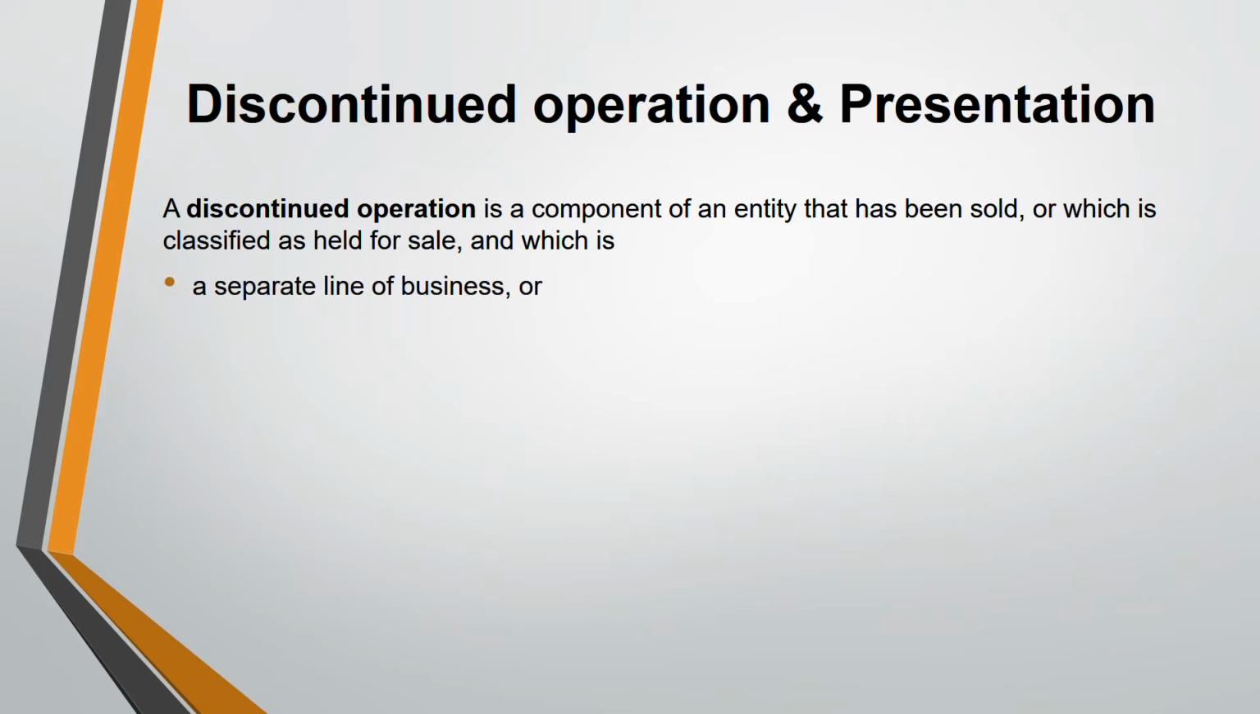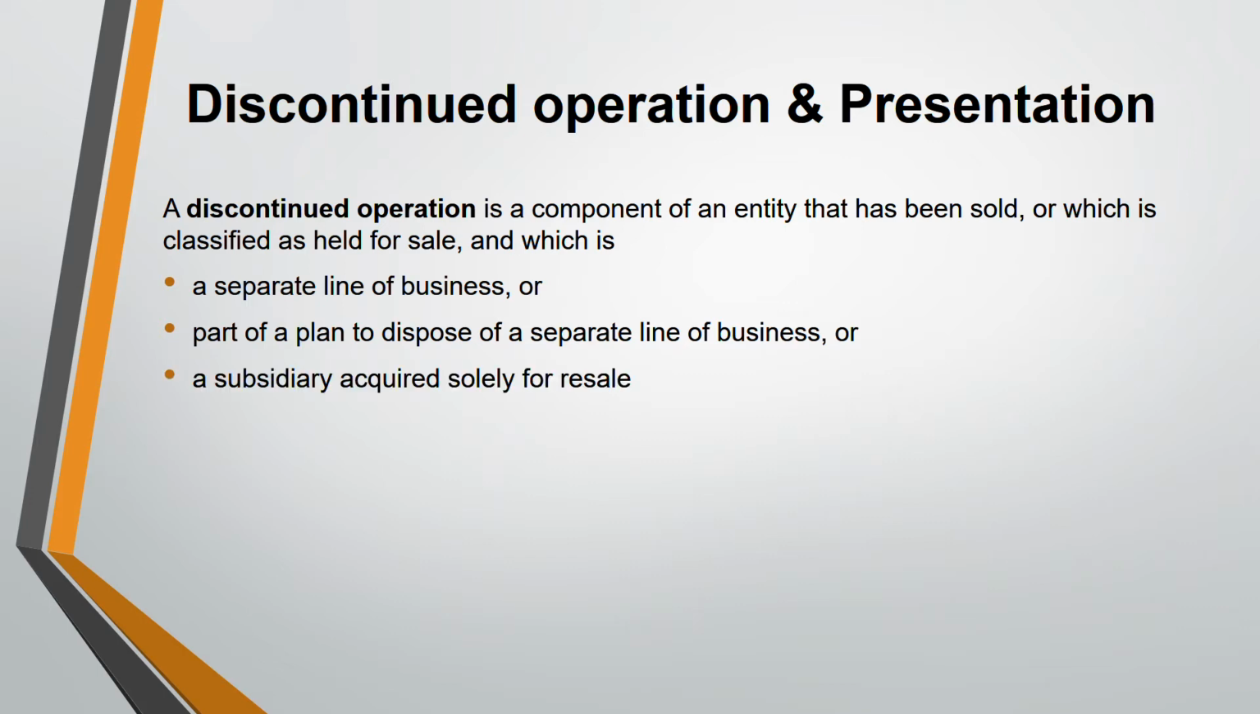Remember, when you discuss whether something is a discontinued operation or not, you have to talk about those things: whether it is a separate line of business or not, or whether there's a plan to dispose of a separate line of business or not, or a subsidiary acquired solely for resale. It is also a part of a discontinued operation. Not everything is a discontinued operation. If you are just selling a non-current asset, it will not be a discontinued operation. It has to be a separate line of business from which you are earning revenue and you are incurring cost. Only then will it be known as a discontinued operation.